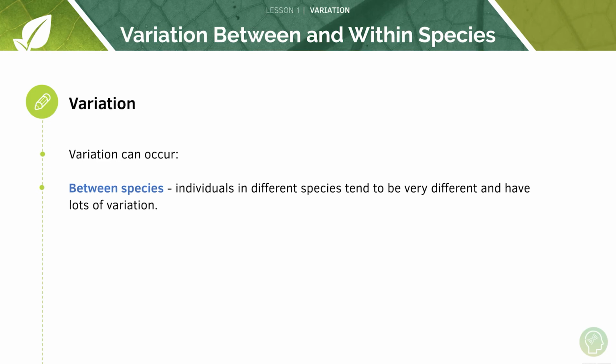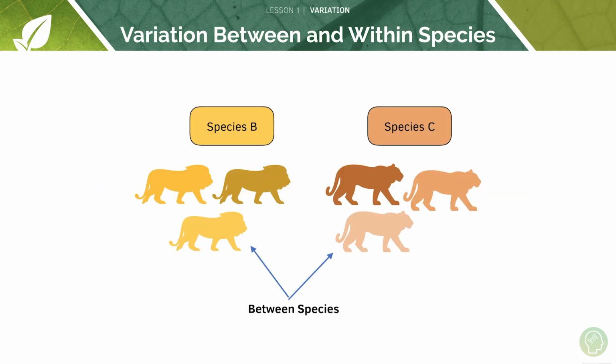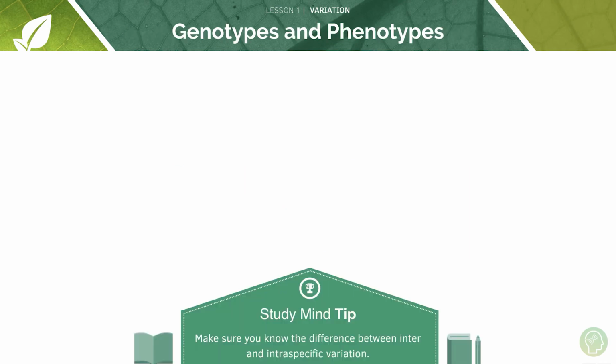Now, variation can also occur between species, so we said this was interspecific variation. So individuals in different species tend to be very different and have lots of variation. So for example, humans versus dogs, or a lion has a tail whereas a human does not. So we can see differences between species B and species C are more dramatic than the intraspecific variation we saw within species A. So make sure you know the difference between inter and intraspecific variation. So remember, inter is between, whereas intra is within the same species, so variation that exists within species A.